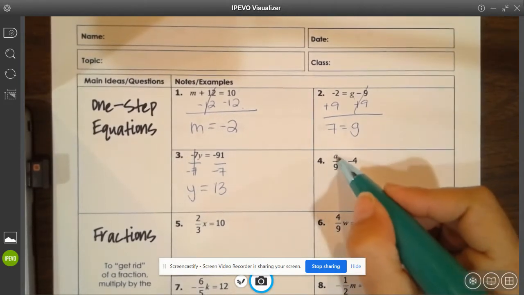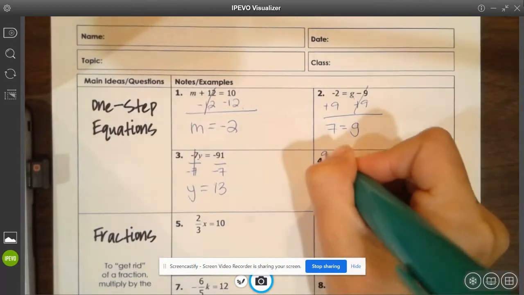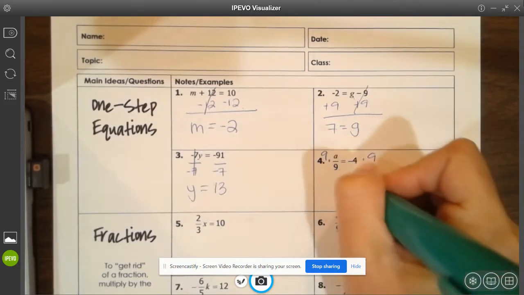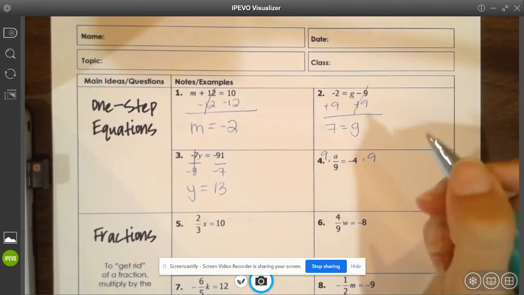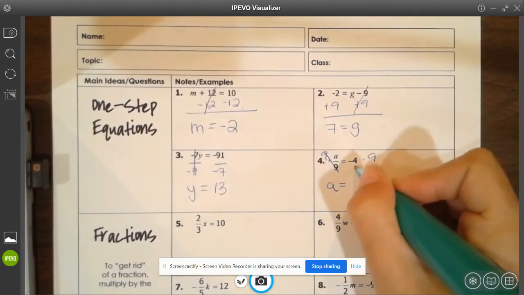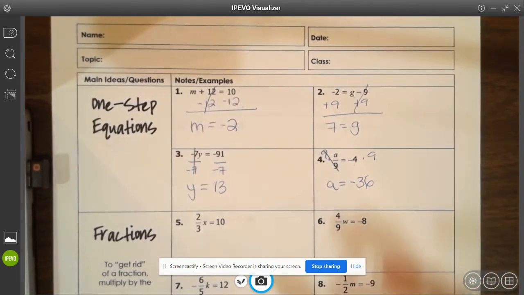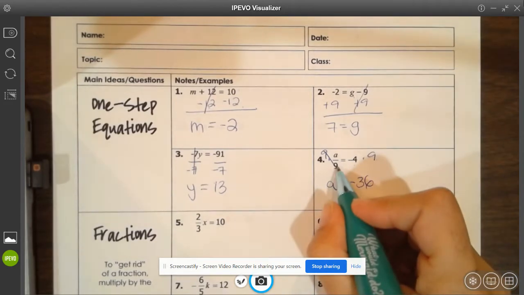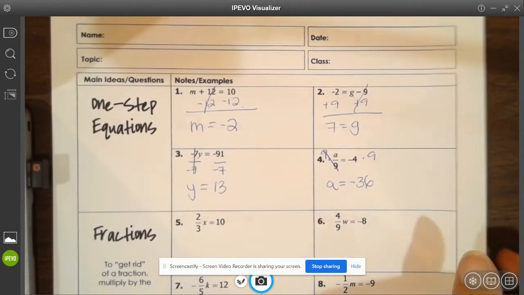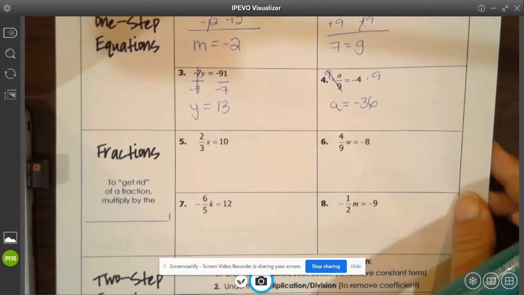All right, what happens when the variable is up here? Well, that 9 is dividing. The opposite of division is multiplication, so you multiply by 9 on both sides to get rid of the 9. It becomes 9 divided by 9, that's 1, right? That goes away. And then A equals negative 4 times 9, that's negative 36. That's your answer. That means negative 36 divided by 9 equals negative 4, so that is correct.